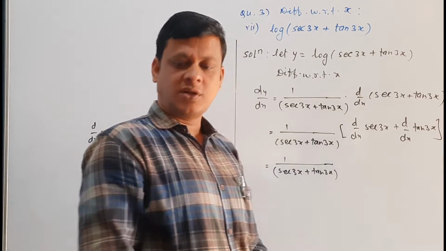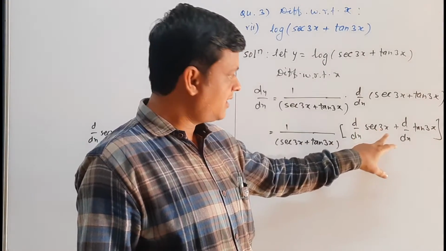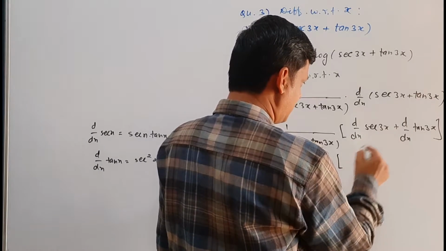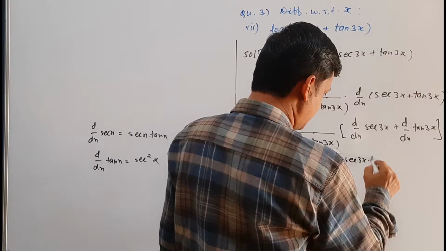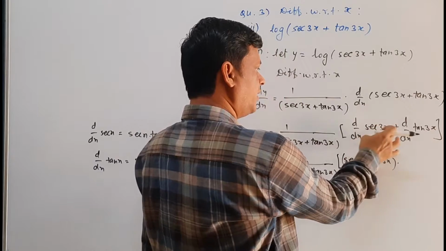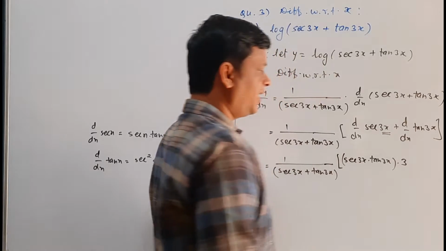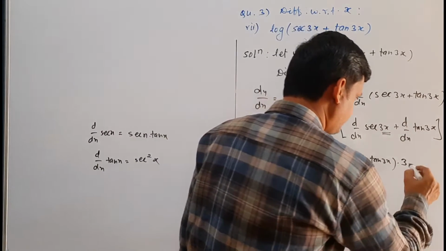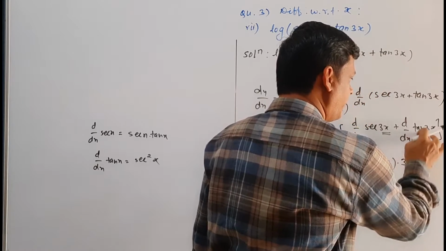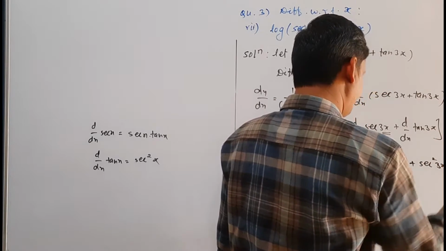So this is a composite function. First we have to find the derivative of the outer function, that is the derivative of sec x. Then we have to find the derivative of 3x. So we write the derivative of sec 3x as sec 3x into tan 3x into the derivative of 3x. So 3 with variable x, the derivative of x is 1. So 3 into 1, we write the derivative of 3x as 3. Then the derivative of tan x is sec square x. So the derivative of tan 3x is sec square 3x into the derivative of 3x, which is 3.